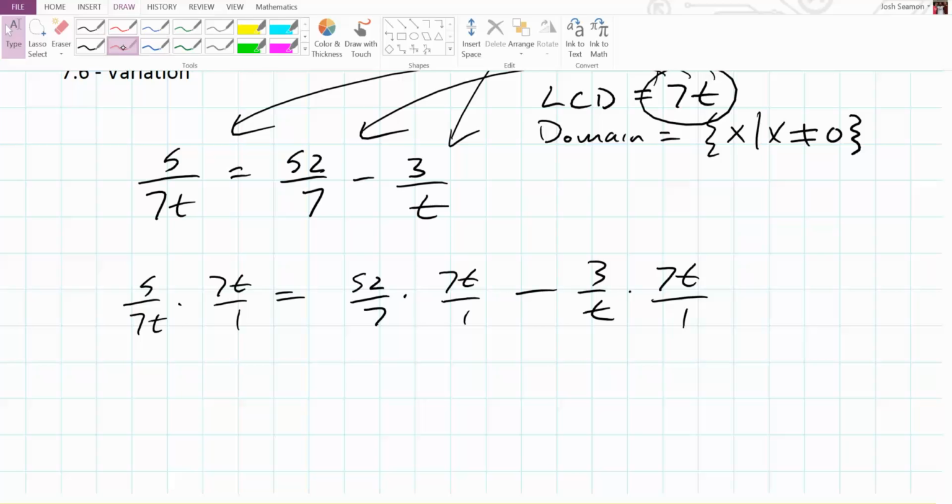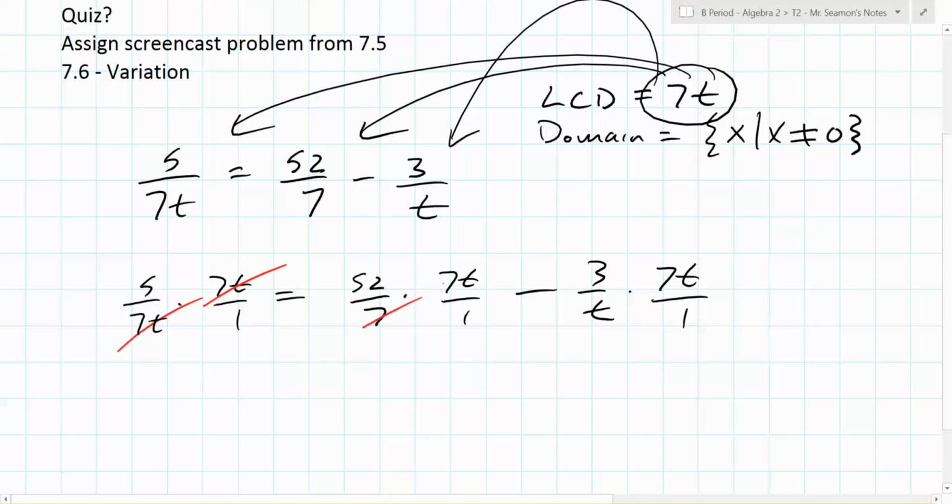Yes. That's the whole point. 7t goes away, the 7 goes away, and the t goes away. So what are you left with? Try again: 5 times 7, which is 35. 35 equals 52t, minus 21t. The t canceled there.